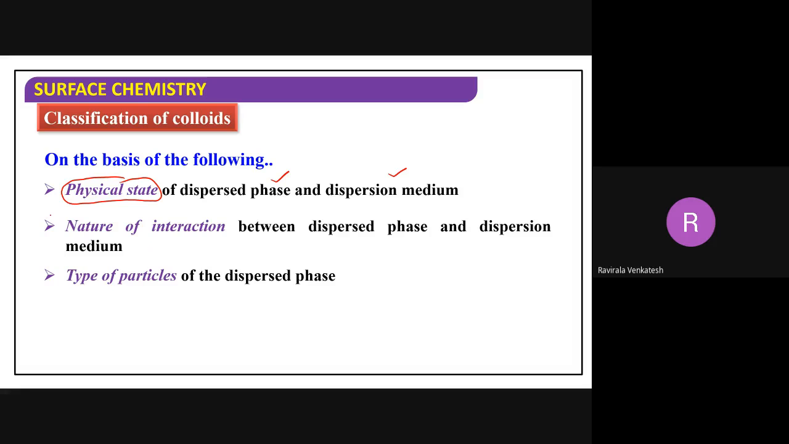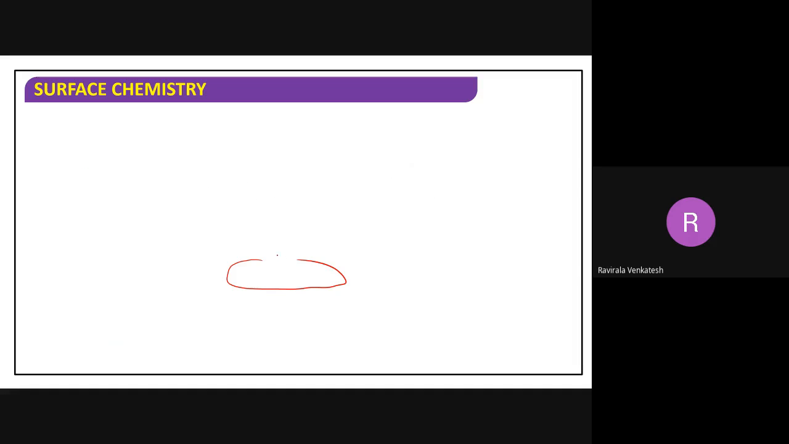Now this is a second classification, we'll discuss later. Nature of interaction between the dispersion phase and dispersion medium. What type of interactions are there? Whether they are having attractive interactions or repulsive interactions. Based upon that also we can classify the colloids here. And finally, we can also classify the colloids by the type of the particles. What type of particles are there? The type of the particles of the dispersion phase also we can.